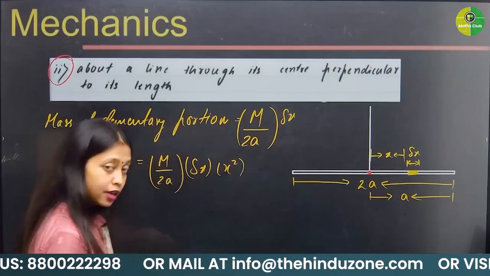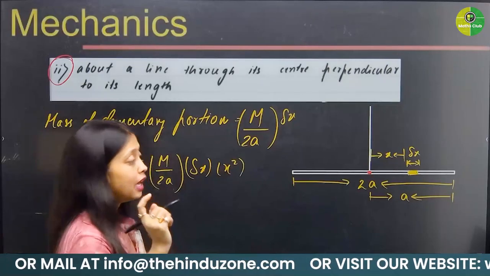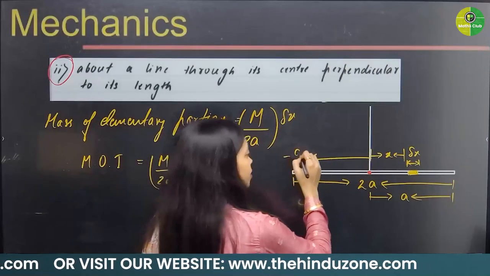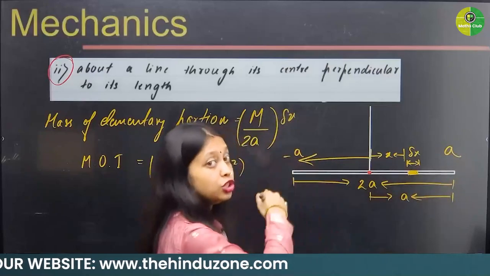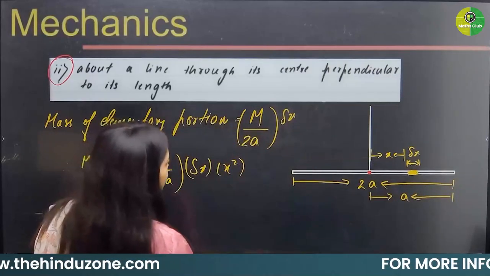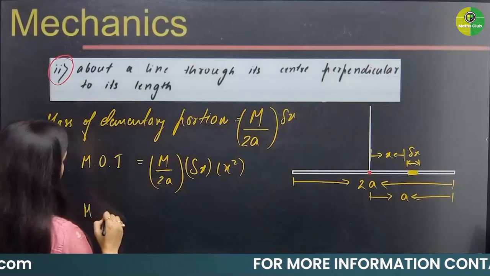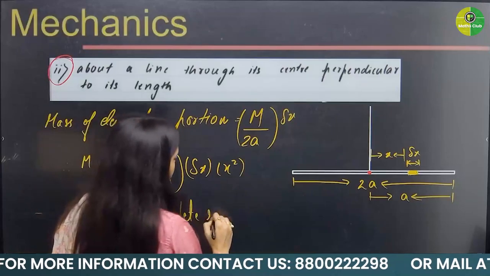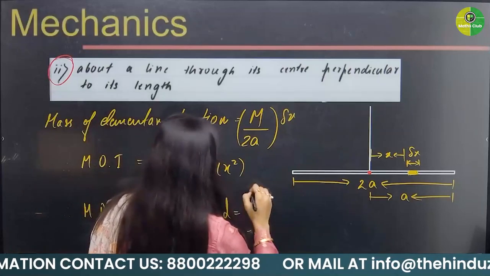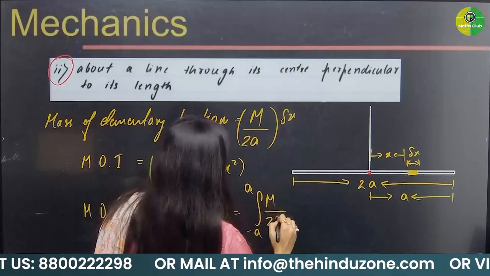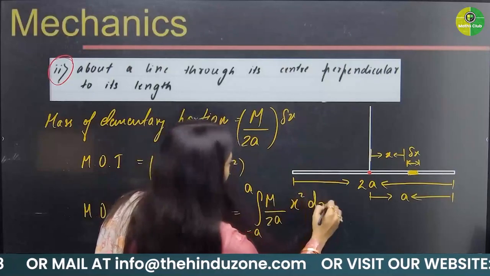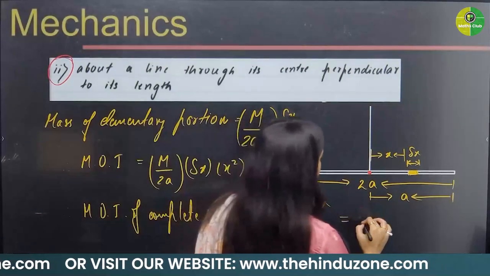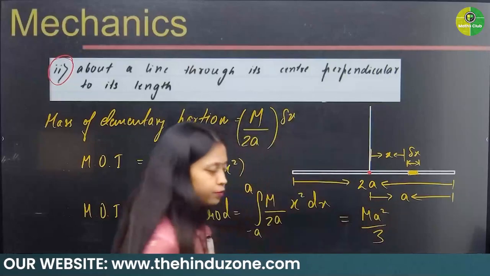Now we'll integrate, but now the only change is in the limits of the integration. Now the limits will be in this direction, from minus a to a. It is not from 0 to 2a now, because the line is in the middle. So the moment of inertia of the complete rod will be the integral from minus a to a of m by 2a, constant, which comes outside, x square dx. Okay, so solve it. This is ma square by 3.